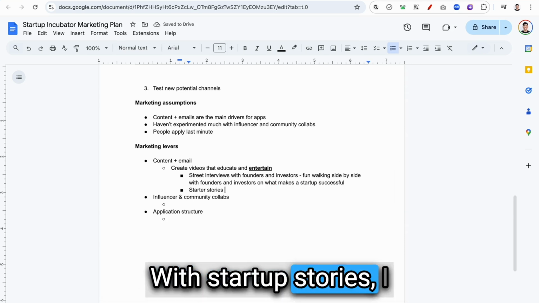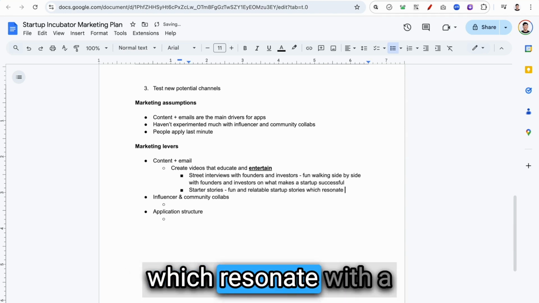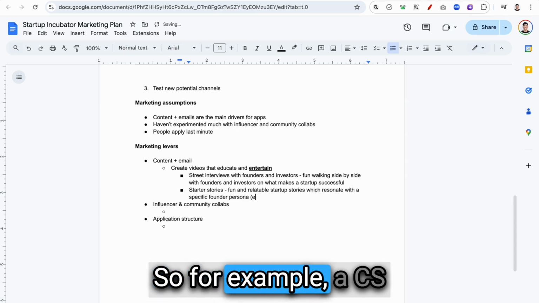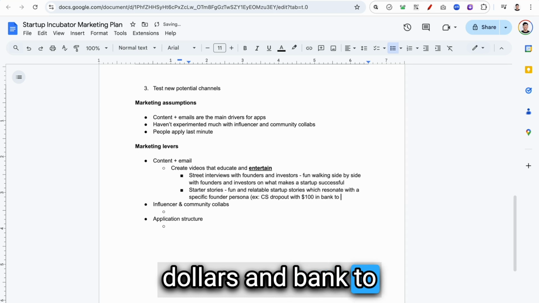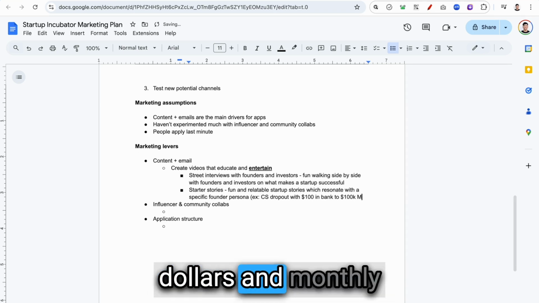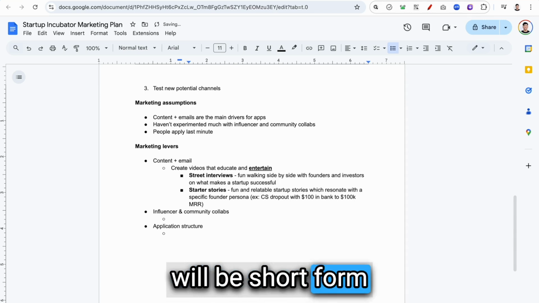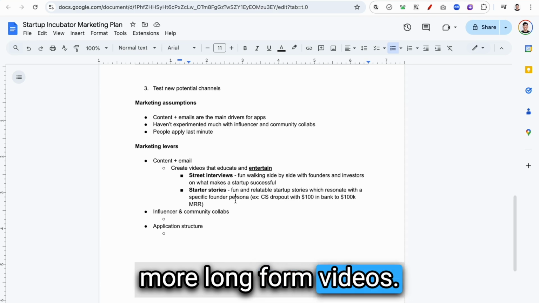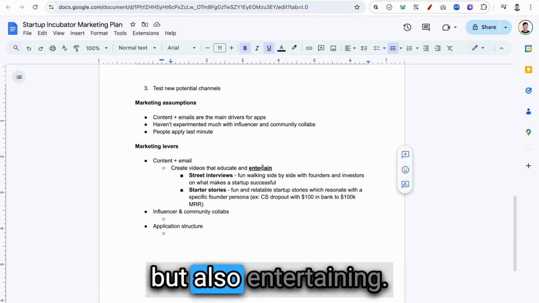With starter stories, I think it could be fun and relatable startup stories which resonate with a specific founder persona. So for example, a CS dropout with $100 in bank to $100,000 in monthly recurring revenue. Street interviews will be short form vertical videos, and starter stories are more long form videos. The main element is that we're not only educating but also entertaining.